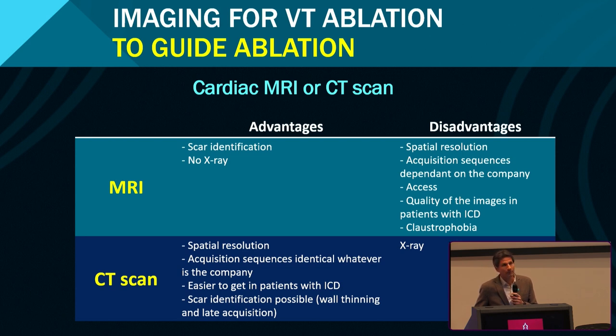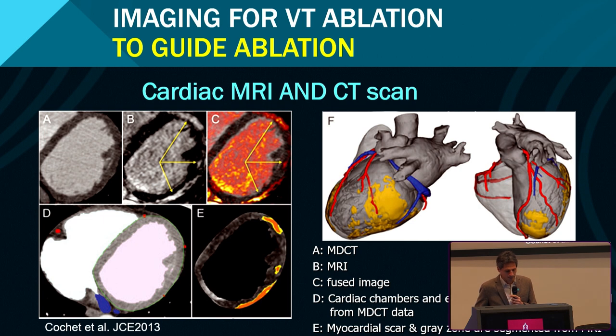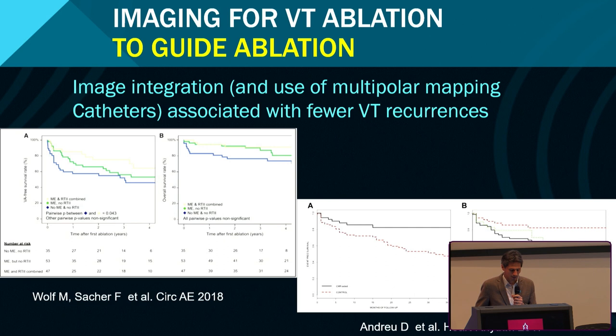Finally, the downside of CT scan was thought to be scar identification, but now we have late contrast sequences, late acquisition, which is a surrogate to delayed enhancement on MRI, so you can have information also on scar, not just based on wall thickness. And actually, the best is probably to merge both, if you have both. You can merge information from MRI and CT scan: the spatial resolution in terms of anatomy, coronary artery system, or whatever, of the CT scan, with the scar identification of MRI. This is probably the best modality if you can have both.